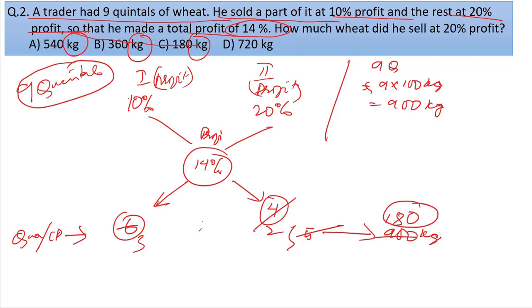So how much weight did he sell at 20% profit? The quantity at 20% profit is 2 units, 2 into 180, that is 360 kg. That is option B, the correct answer.